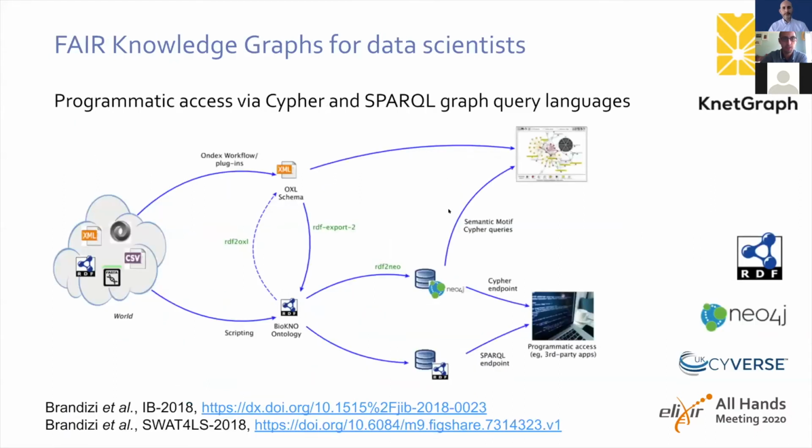Okay, I'll move on to the next one, which is NetGraph. So the knowledge graphs generated by NetBuilder are exported to RDF and Neo4j using exporters that are developed by Marco Brandizi. So they take the OXL schema that NetBuilder provides and export it into an application ontology and map it to RDF and export the RDF to Neo4j.